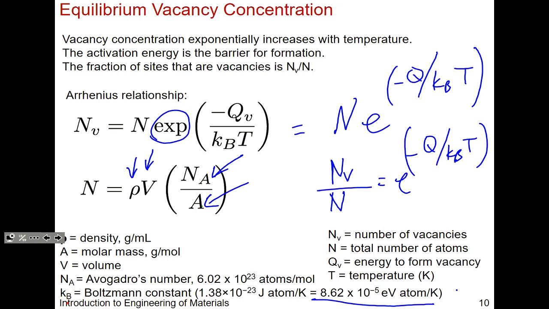Okay? Any particular questions about this right now? Any clarification before I go on? Everybody written down? NV over N? Okay.